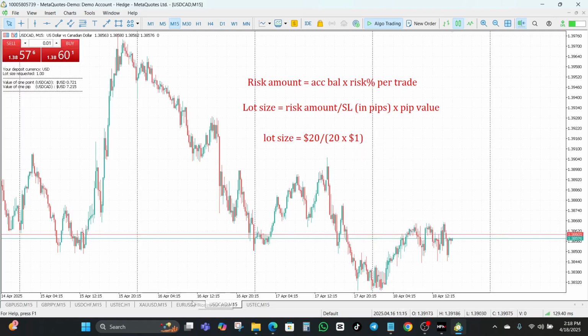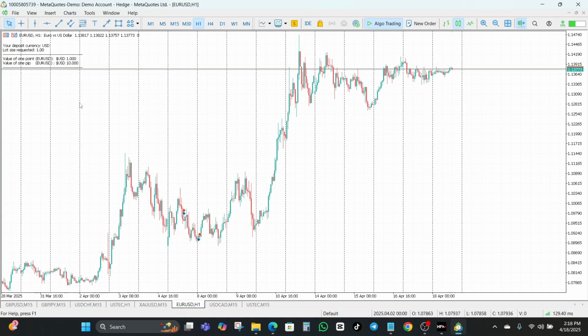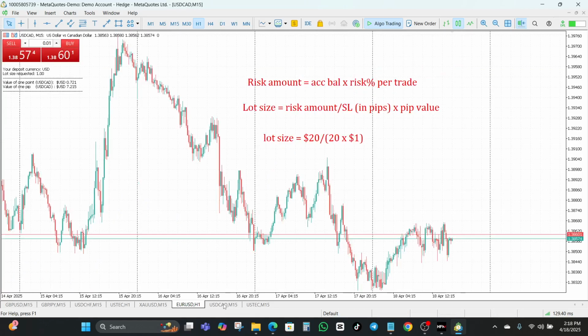Now let's just look at EUR USD. You see EUR USD is $1. Can you see that the value of 1 point is equal to $1 for the EUR USD? So I just decided to show you this example for you to understand what I mean by pip value.